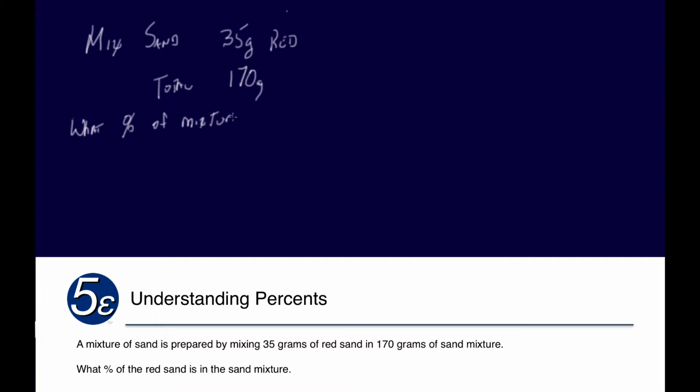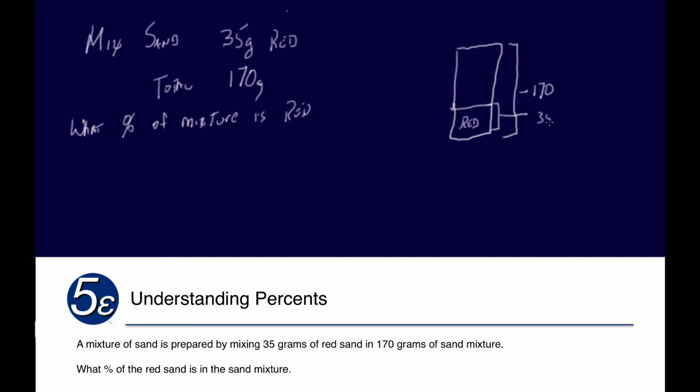is red. Okay, so let's take a look at this graphically first. What we're going to do is represent the entire mixture here as a box. And this whole section here is 170 grams. But a portion of that is red, so we're going to represent it here like so. So we're going to say this is our red, and this is actually 35 grams.